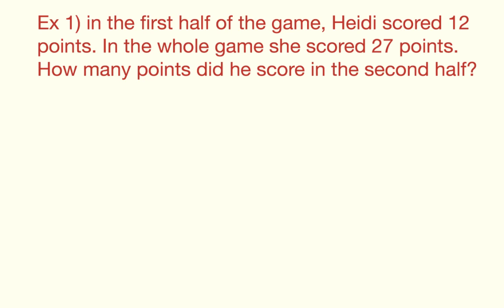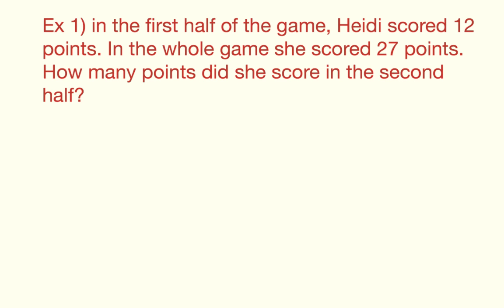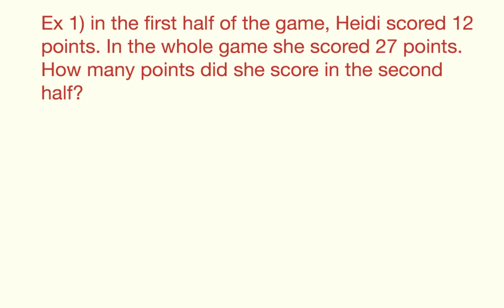It says, in the first half of the game, Heidi scored 12 points. In the whole game, she scored 27 points. How many points did she score in the second half? Let's underline the key factors of this word problem. In the first half of the game, let's underline first half, Heidi scored 12 points. In the whole game, she scored 27 points. How many points did she score in the second half?